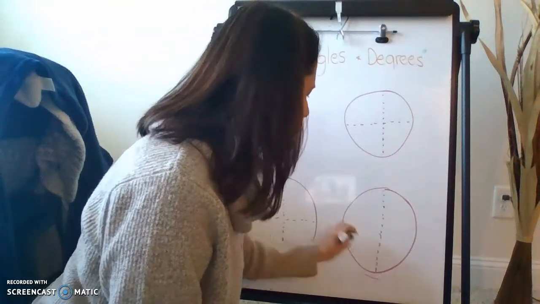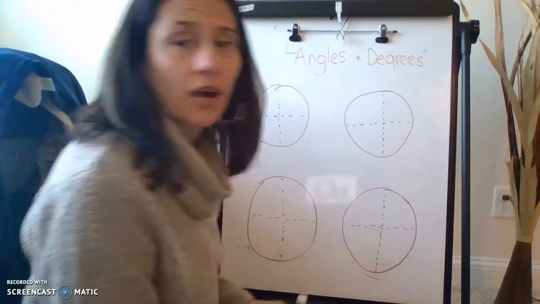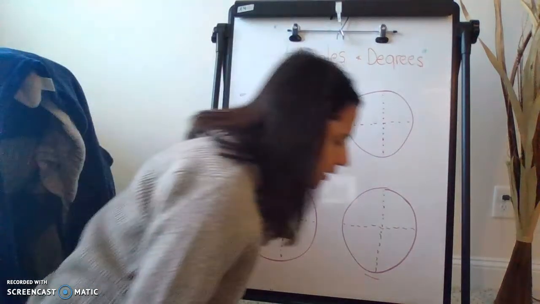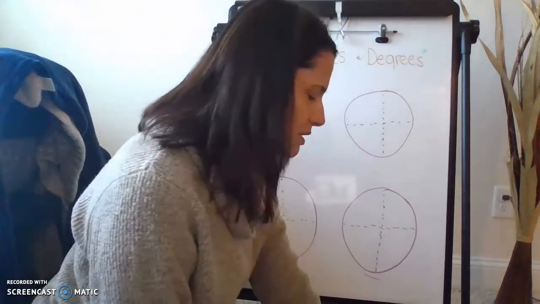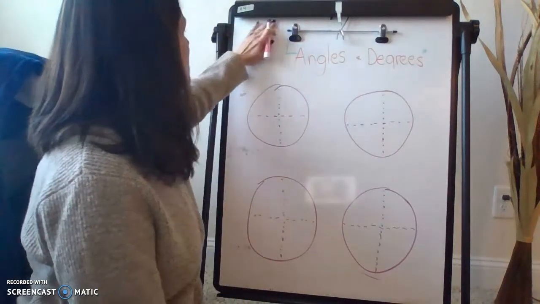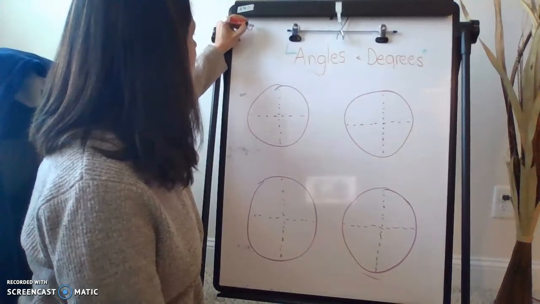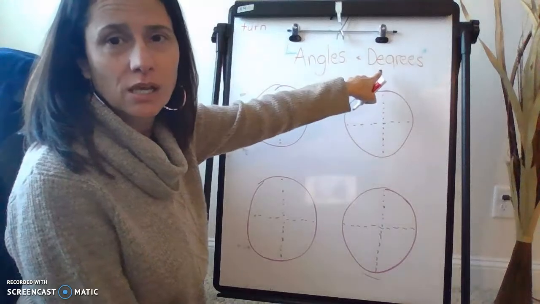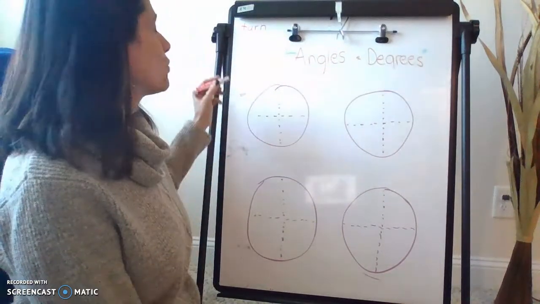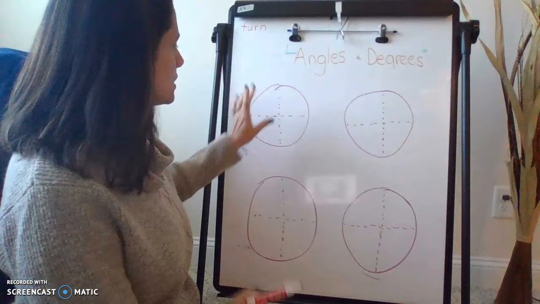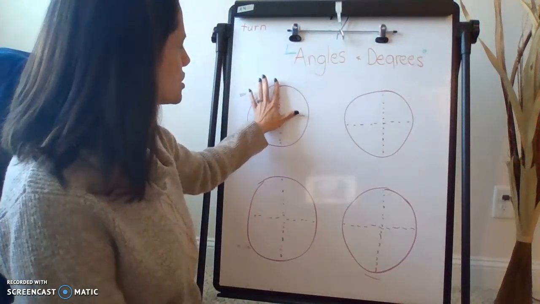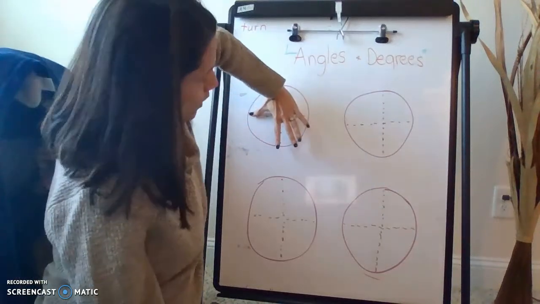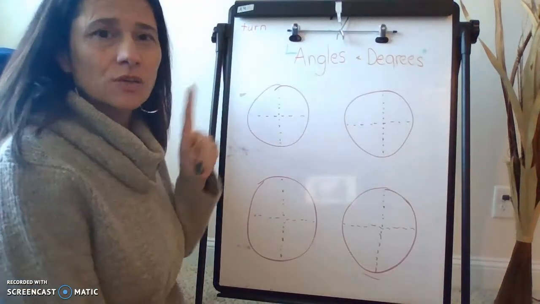We're going to be learning some new words today to help you with your IXL assignment that goes along with this. So we have our 4 circles, and you're going to hear me say the word turn. You're going to hear me say the word angle. You're going to hear me say the word degrees. When I say a turn, what I need you to imagine is that it's turning one more turn, and then it's going to turn one more turn. That's what I need you to imagine in your head as I say turn.